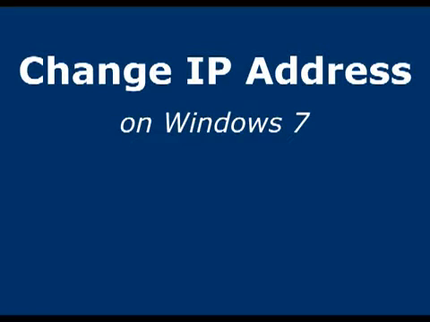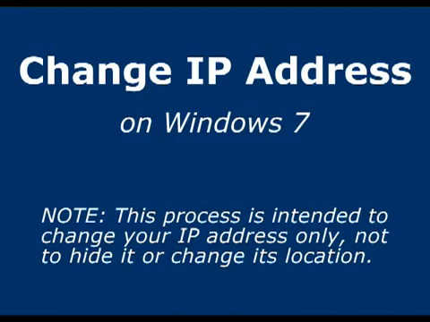In this video, I'll show you how to quickly change your cable or DSL IP address in Windows 7. If you use Vista, XP, or another version of Windows, please check my other videos. What we're going to do here is change your real IP address, meaning the one issued by your ISP. If you wanted to change the location of your IP, or to hide the one issued by your ISP, I'll mention some options for that at the end of the video.